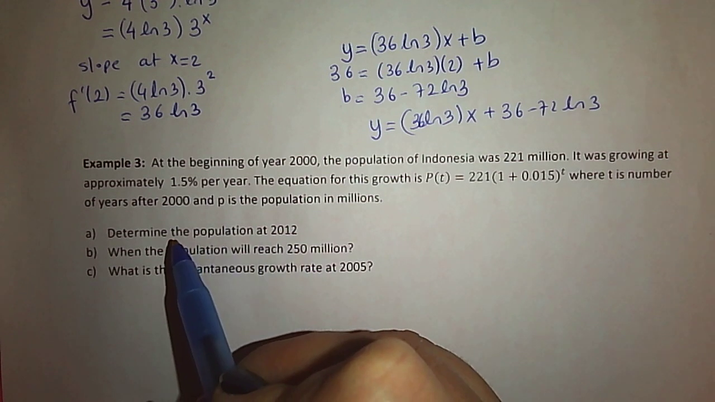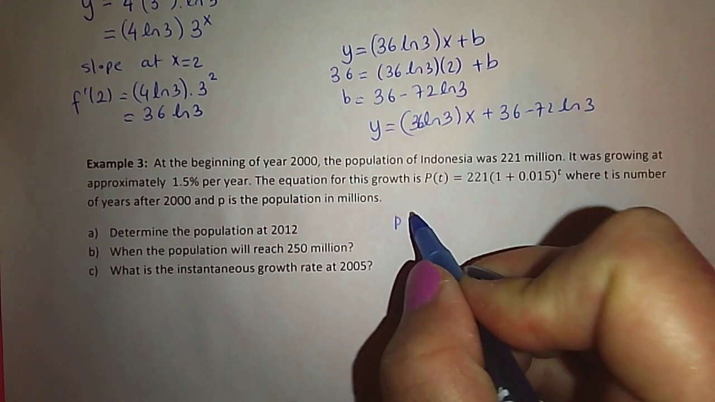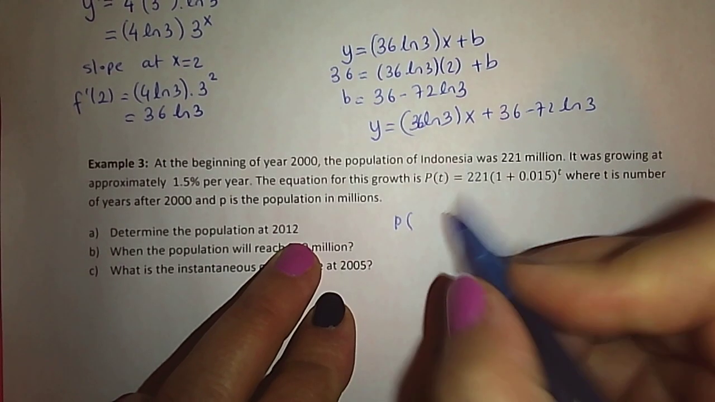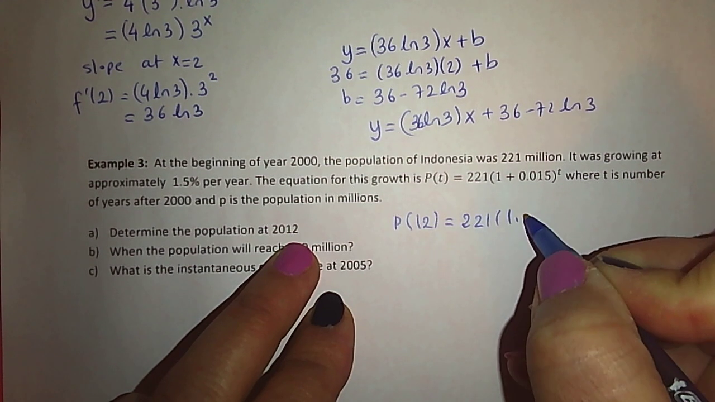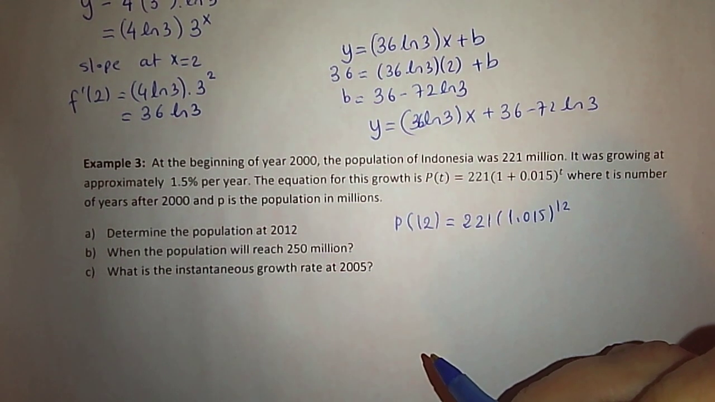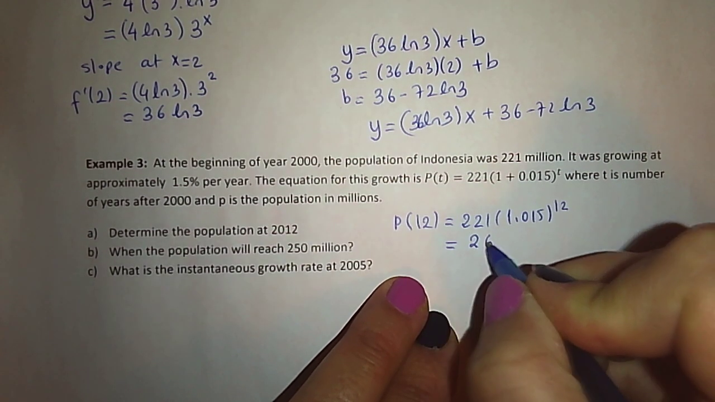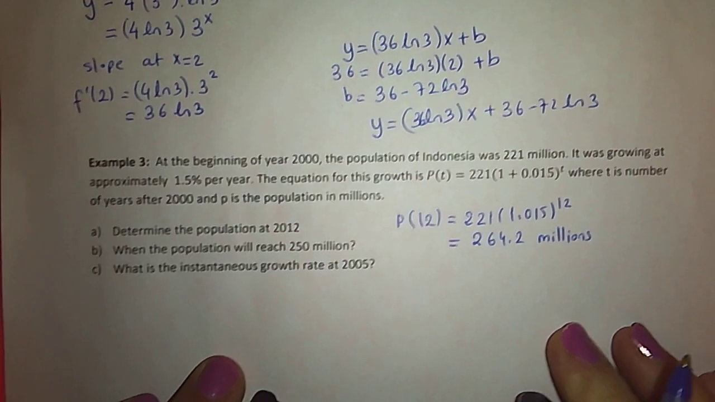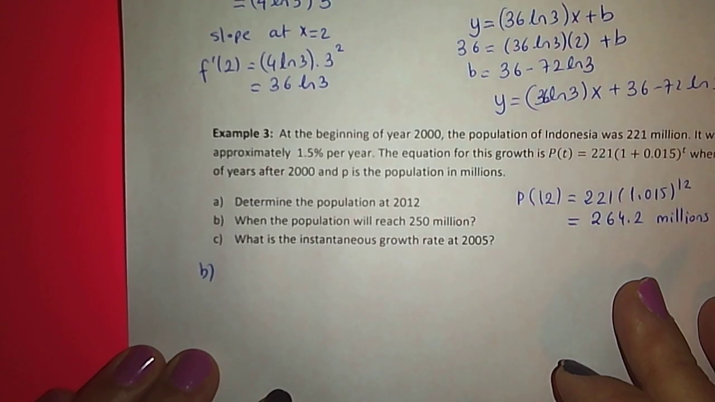As you see, for part A, we don't even need to use calculus. We are just going to calculate the population in 2012. So how many years passed from 2000 to 2012? 12. So we just substitute 12 for t. So 1.015 to the power of 12. Okay, if we use a calculator, we get 264.2 million here.